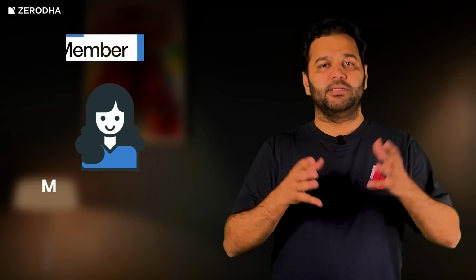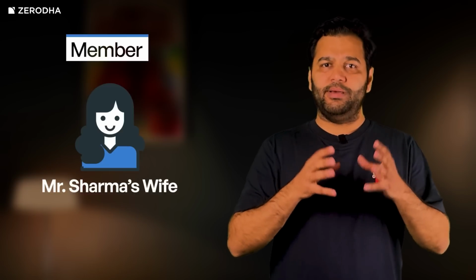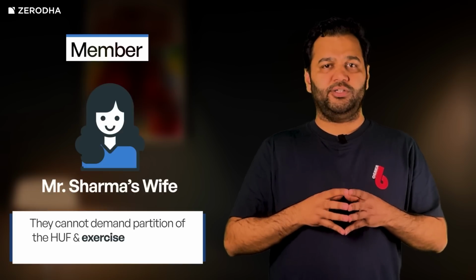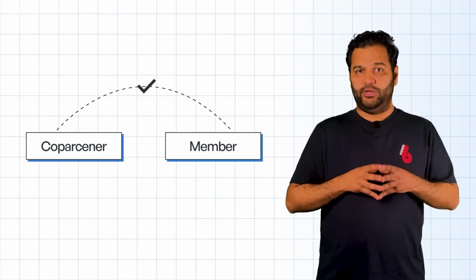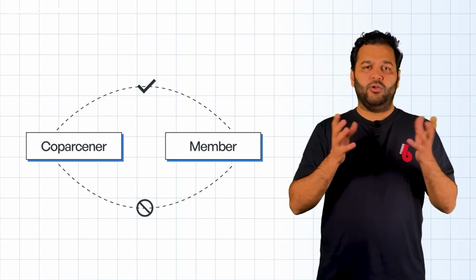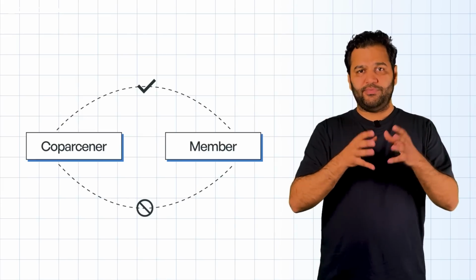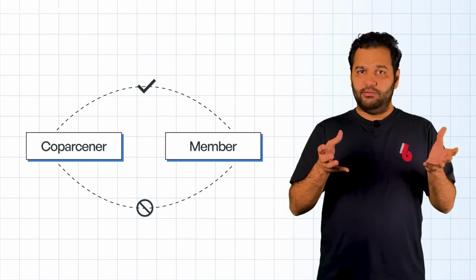And lastly, members. Members also have a right in the properties or assets of the HUF. They are entitled to all the benefits from the HUF and its incomes. However, unlike co-partners, they cannot demand partition of the HUF and exercise their right to the assets. Hence, every co-partner is a member of the HUF, but every member not necessarily is a co-partner. For example, Mr. Sharma's wife is a member of the HUF but not a co-partner, while their children are co-partners in the HUF.